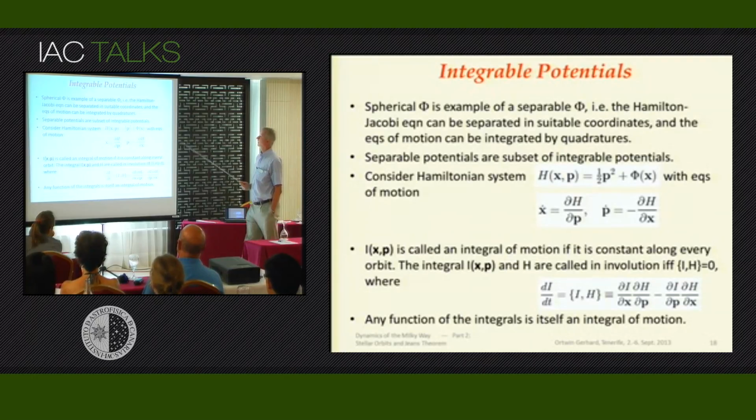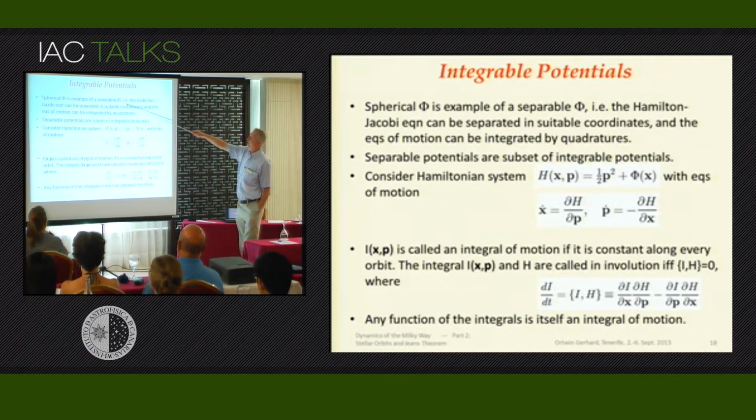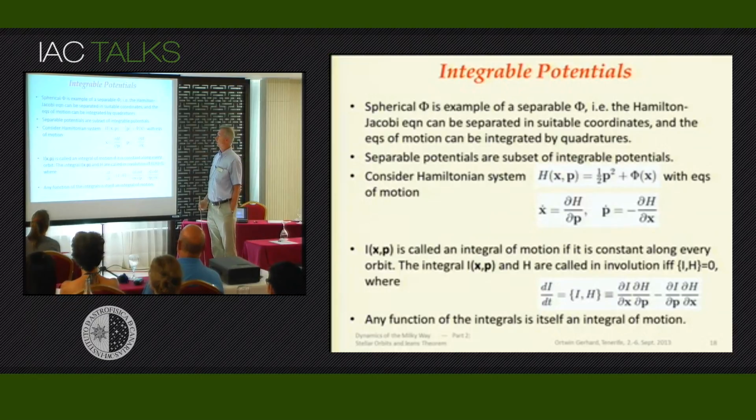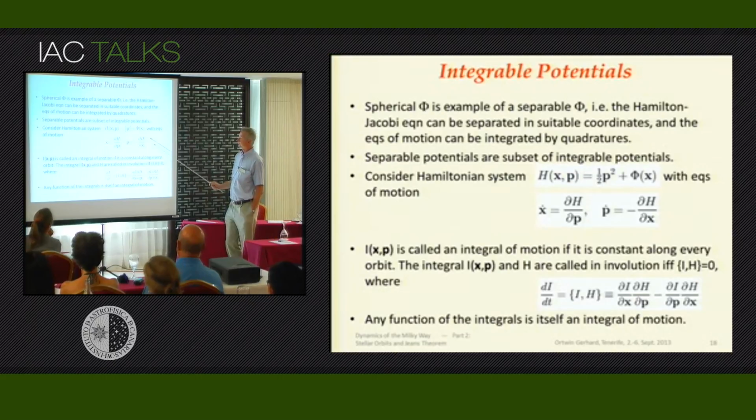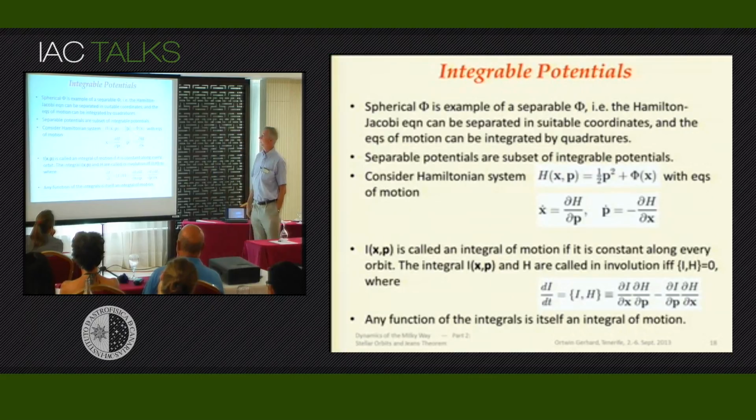Okay, so now we come to integrable potentials. This is a spherical potential. This is an example of an integrable potential. It's even an example of a separable potential, which is one where the Hamilton-Jacobi equation separates in suitable coordinates. You may remember that from your classical mechanics. And so, given that I can separate the Hamilton-Jacobi equation, I can integrate the equation of motion, at least in principle, by quadrature, as one says. So these separable potentials are a subset of integrable potentials.